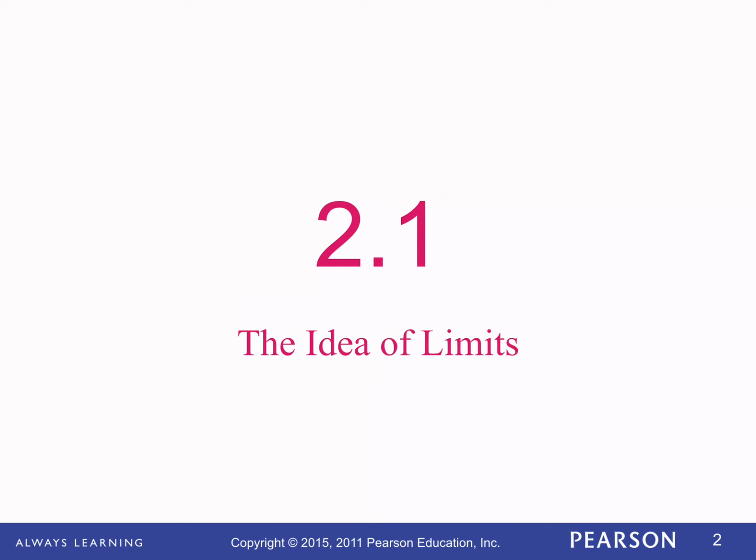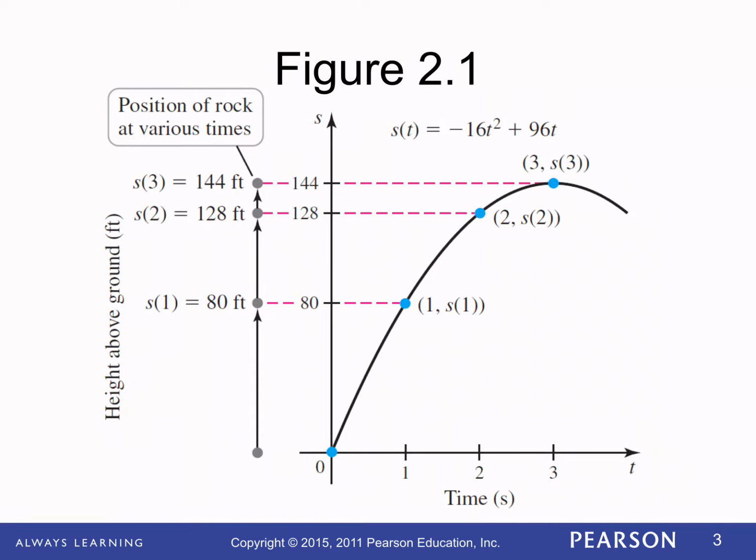So the section name here is the idea of limits, and is a concept we're going to use very heavily in chapter 3 to develop the idea of what we'll call the derivative. The idea is simple. We have here the graph of the position of a rock at various times.